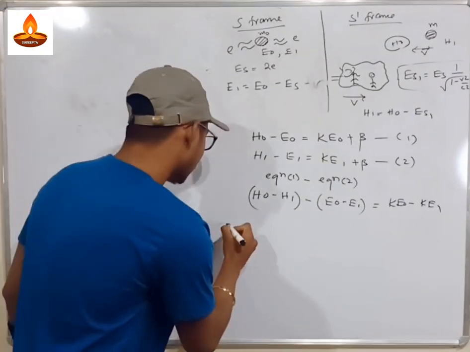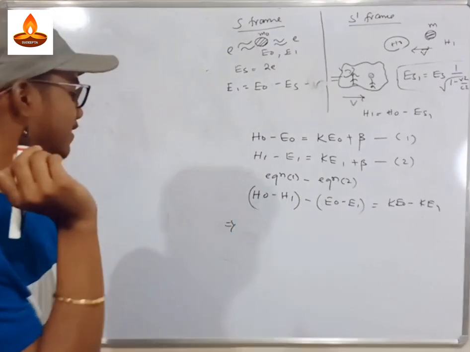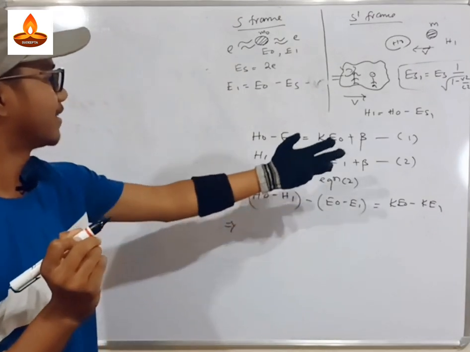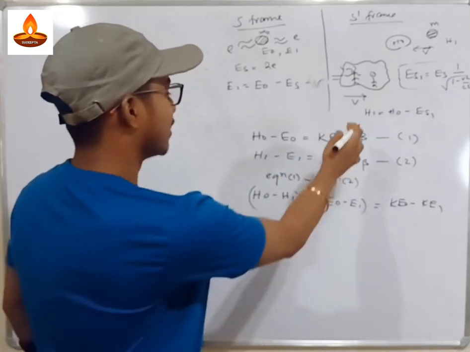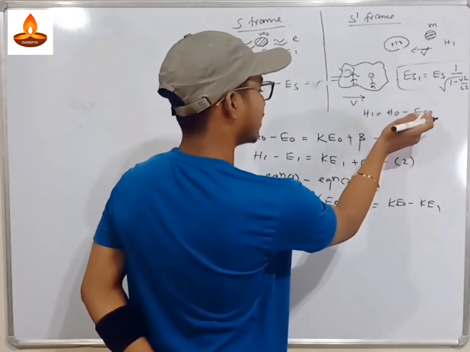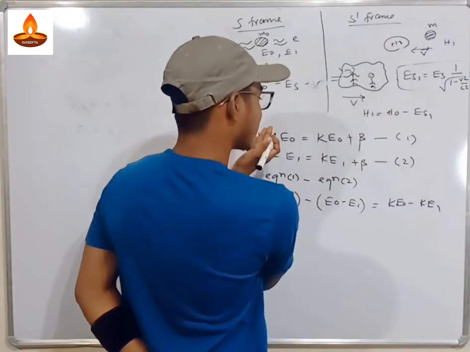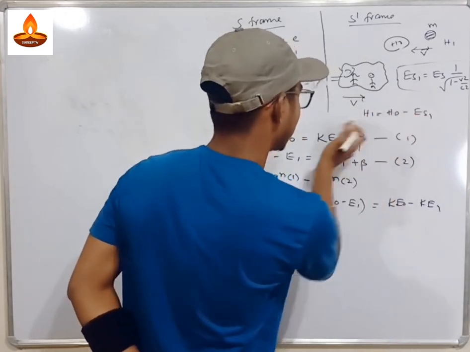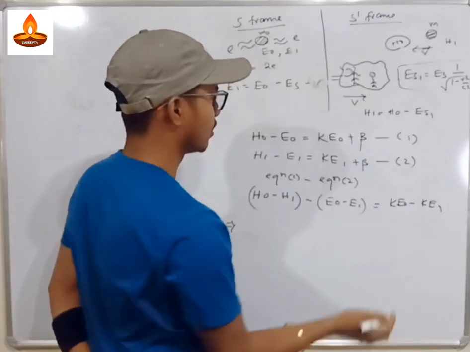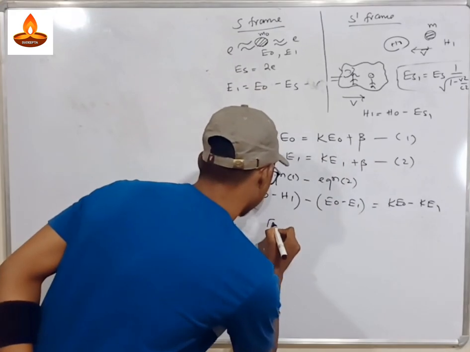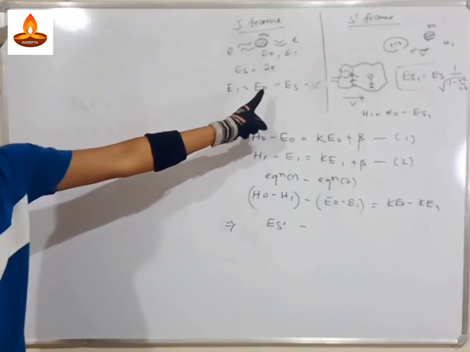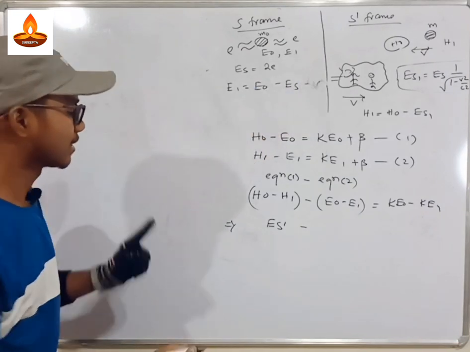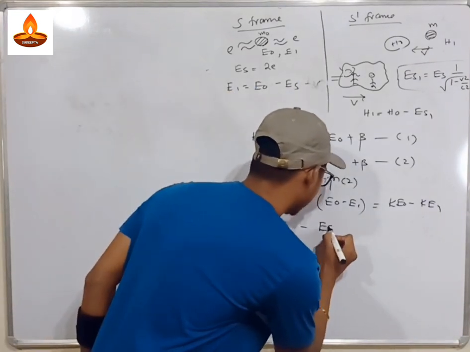What is H naught minus H1? Look at the relations. Where do we find H naught minus H1? H1 will go to that side, and ES1 comes to this place. It will go to the right hand side, it will go to the left hand side. It's very simple. ES dash minus (E naught minus E1), that is equal to ES.